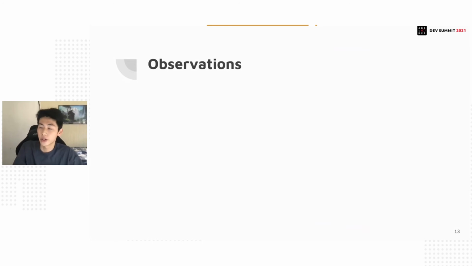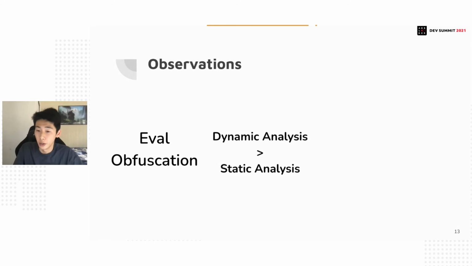So here's my conclusion for my research. First, the obfuscators that introduced a high false negative both use eval obfuscation. Second, we can see that dynamic analysis performed better than static analysis overall in analyzing obfuscated scripts. Specifically, there were more false negatives in static analysis than dynamic analysis.